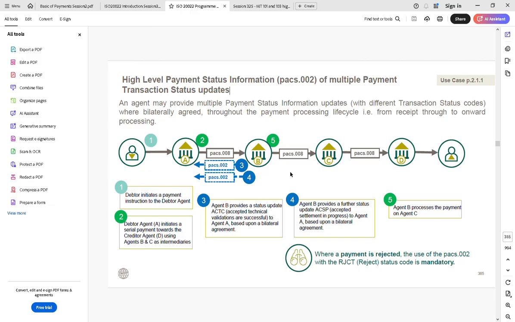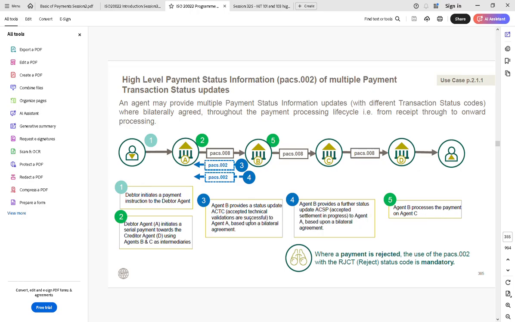I don't want to recommend now what that multiple state is. Agent B provides a status update: ACDC, accepted technical validation successful, to Agent A based on the bilateral agreement. Then Agent B provides a further status update: accepted, settlement in progress, to Agent A based on the bilateral agreement. So sometimes they are sending two statuses, based on which status has been sent. We saw there are many statuses. One status is ACDC and one is ACCP.